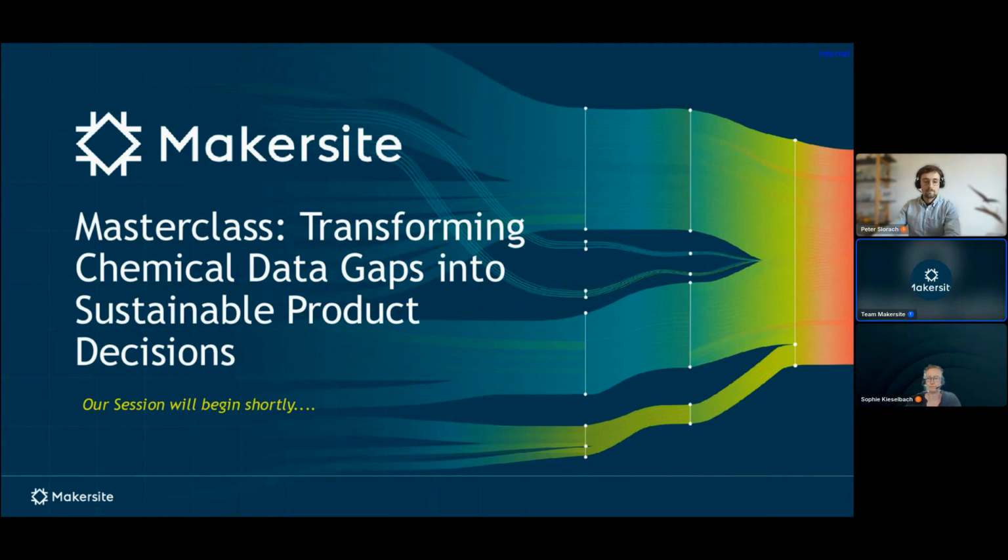Welcome to the Makersite's Masterclass, Transforming Chemical Data Gaps into Sustainable Product Decisions. Over the next 45 minutes or so, we're going to go through how AI-assisted chemical data modeling can help organizations generate transparent and traceable draft chemical models when measured data simply does not exist or is fragmented, and how that can enable faster, more scalable decision-making.